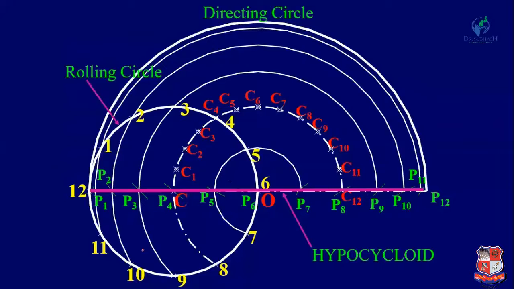So if the diameter of the directing circle is double the diameter of the rolling circle, then its hypocycloid is a straight line. I hope you understand very well about the different cycloidal curves and how to draw them. Thank you very much. Now in our next lecture, you will learn about the involute curves.